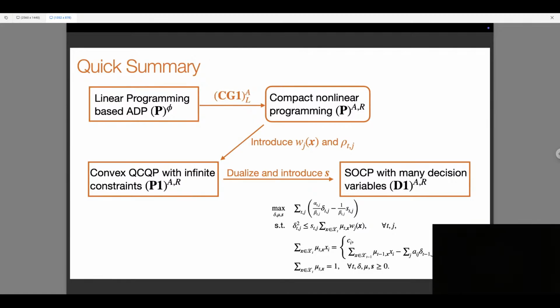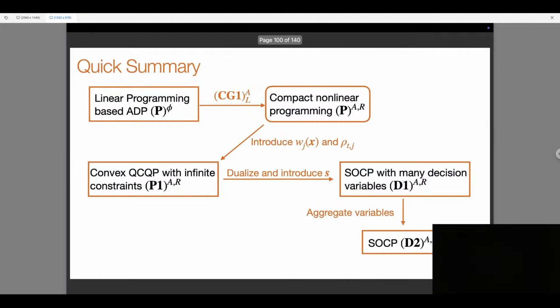It still remains with many decision variables here. And then we do variable aggregation. We get the SOCP D2AR. And also we dualize to get the SOCP P2AR. Both the P2AR and D2AR are solvable through any commercial solver that can solve an SOCP problem.